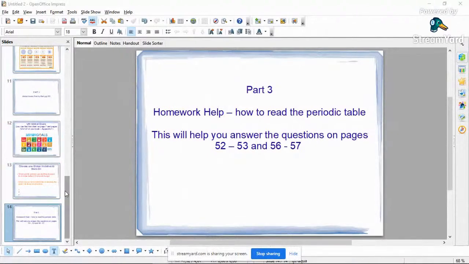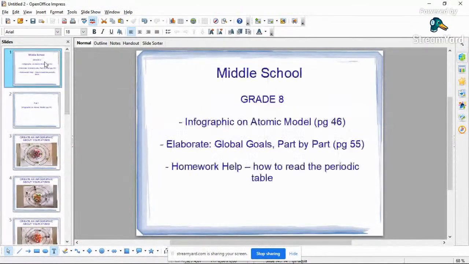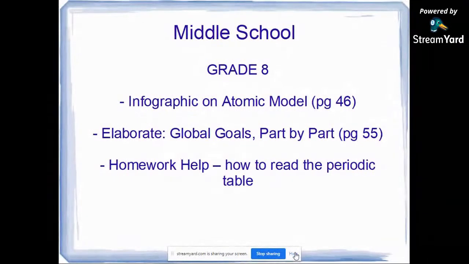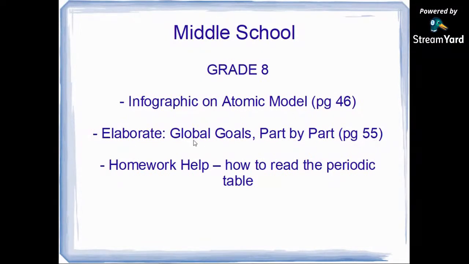And we are going to look right here at some slides that I made to help you understand what you need to do. We are going to look at three things. First is on page 46, an infographic on the atomic model. After this, from page 55, global goals part by part. And then I will give you some help on your homework, which is how to read a periodic table.